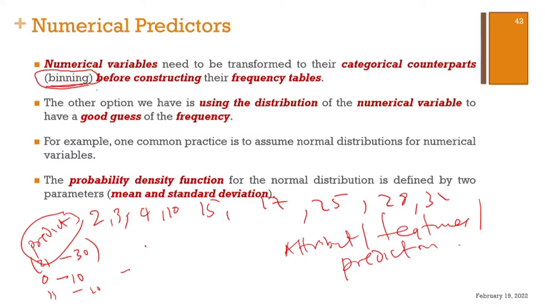Now, this is one option. The other option we have is using the distribution of the numerical variable to have a good guess of the frequency. So if you don't want to do this kind of binning, where we have to partition the data into different groups to make it look like categorical, then we can try to see, can we use the distribution of the numerical variable to make a guess of the frequency? For example, one common practice is to assume normal distribution for numerical variables. We can assume normal distribution, but sometimes it doesn't work. So not every data will follow normal distribution.